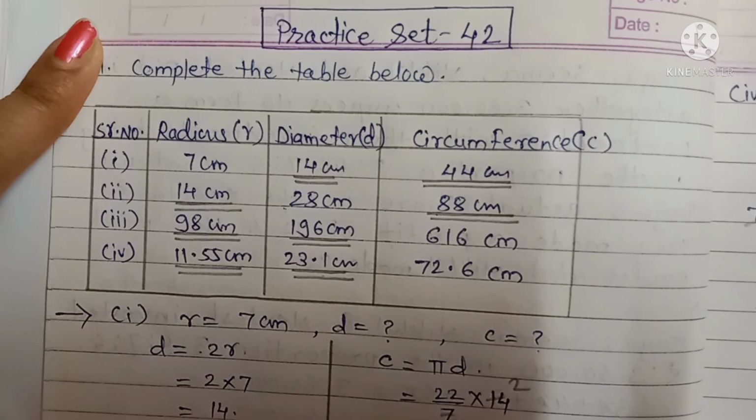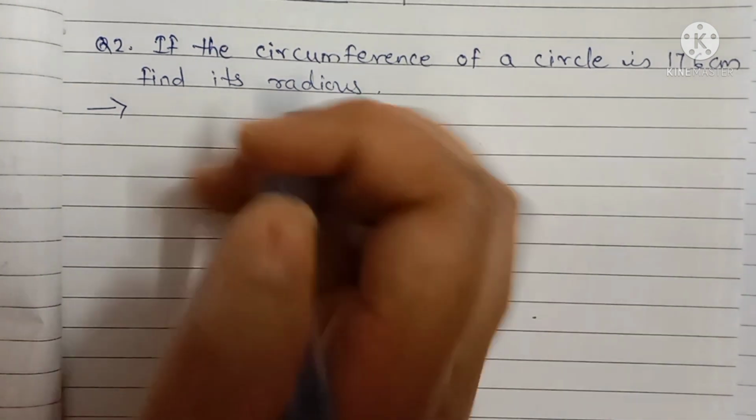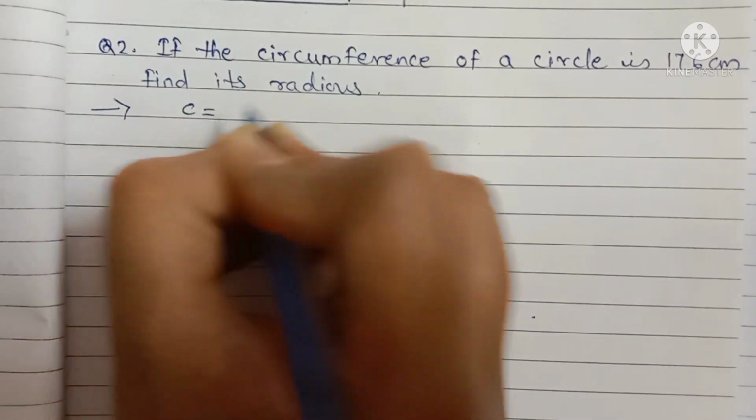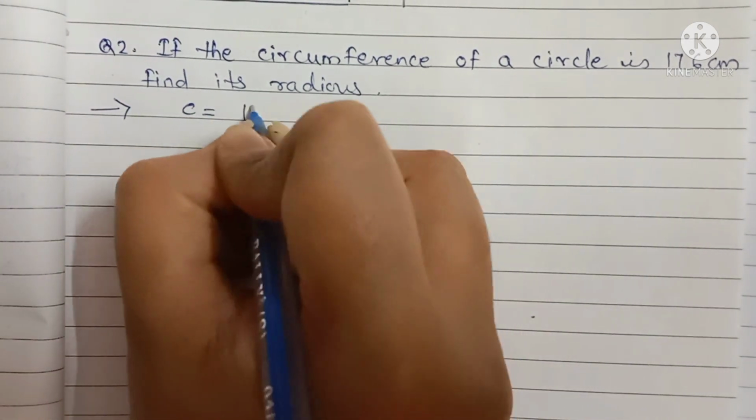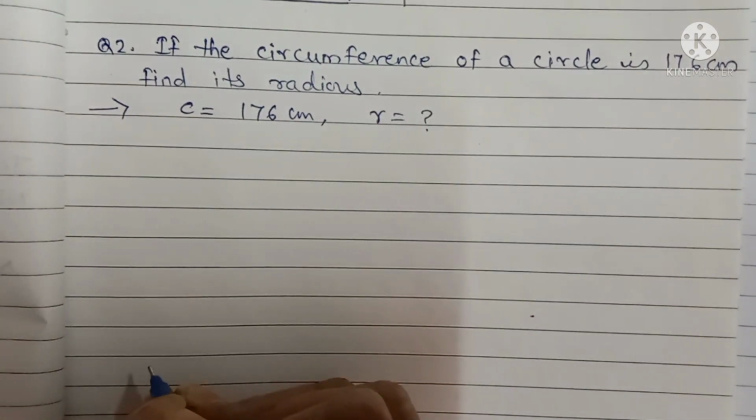Now question number 2. If the circumference of a circle is 176 centimeter, find its radius. First we will write down the given. What is given? Circumference is given. C is equal to 176 centimeter and R is equal to question mark.